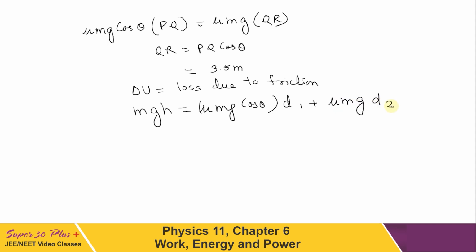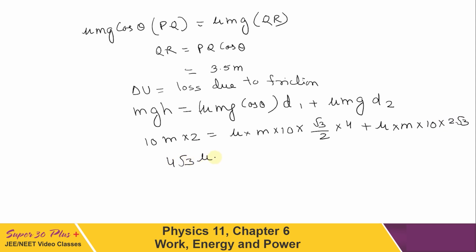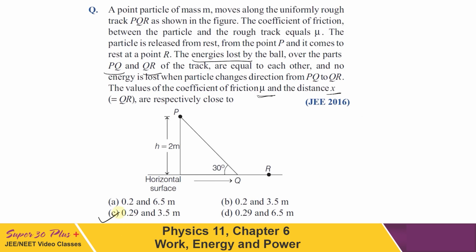On substituting all the values, we will get 10m into 2 equal to mu into m into 10 into root 3 by 2 into 4 plus mu into m into 10 into 2 root 3. And on solving this, it will be 4 root 3 mu is equal to 2, which gives mu equal to 1 by 2 root 3, that is 0.29. So let us now check the values. Mu we got as 0.29 and QR as 3.5 meter. This is our third option.